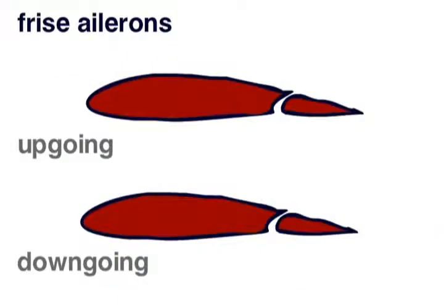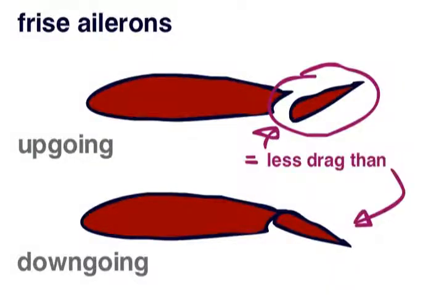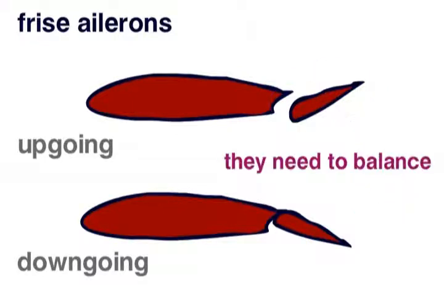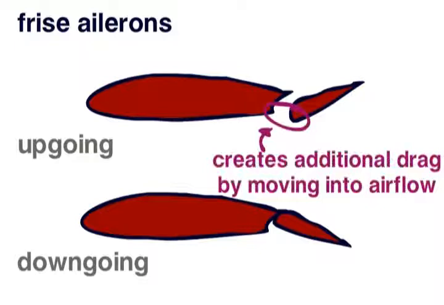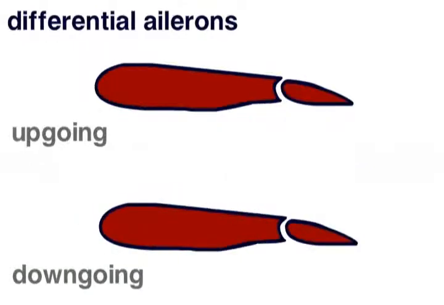We can minimize the effect of adverse yaw by using frise ailerons. Since the upgoing aileron creates less lift, and therefore less induced drag than the downgoing aileron, we need to create additional drag here. On frise ailerons, this is achieved by moving some of the aileron into the airflow when it is deflected upwards. This will then balance the drag on both ailerons.